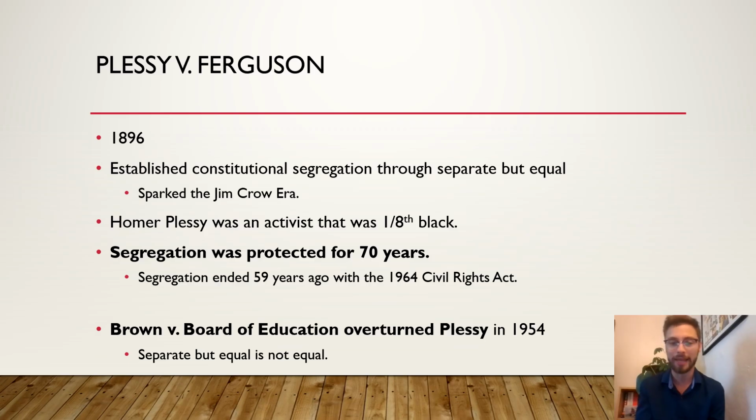But segregation ended 61 years ago with the 1964 Civil Rights Act. So we have gone a longer period protecting segregation with our Constitution than we have gone with desegregation. So that is just one element in which our Supreme Court can reveal how recent some of these challenges that we believe to have conquered we faced.